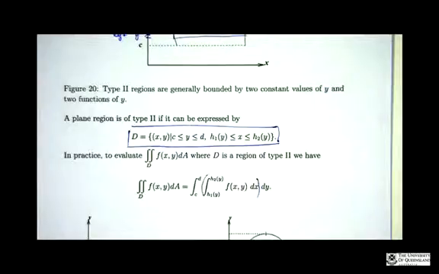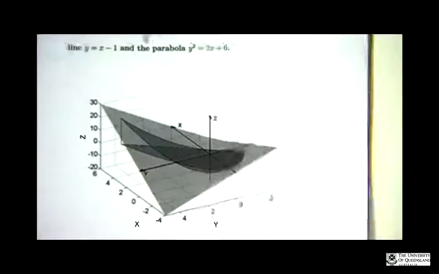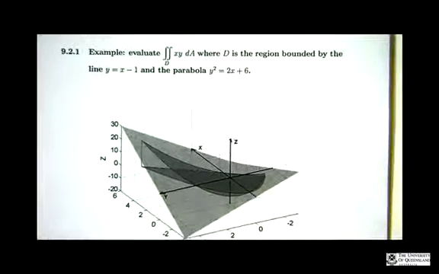So I won't go into the careful discussion of slabs and all that again. I feel like it's enough that I've been through that for the type 1 regions. It's more or less the same argument, just with the variables switched around. Now let's look at this example.